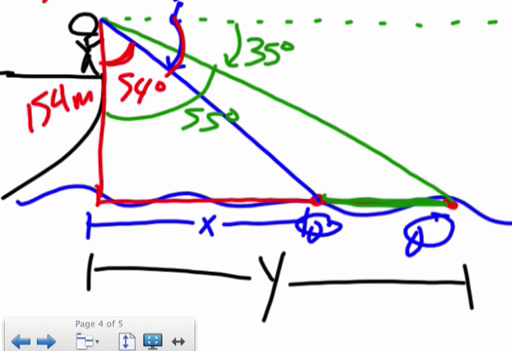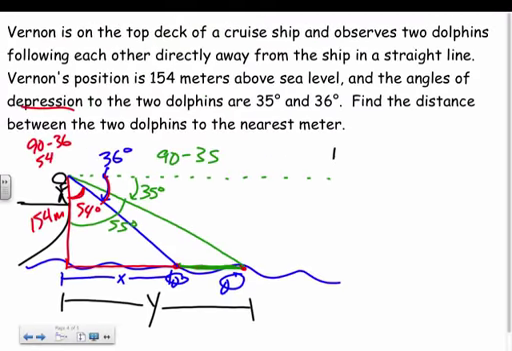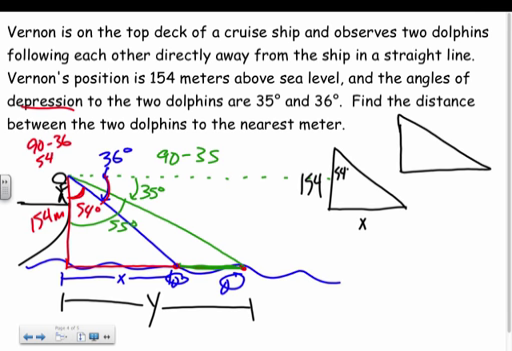between them. Okay, so some people might actually want to draw their triangles separately over here. It might just help be a little bit better to solve. So you're looking at a height of 154. My small triangle has 54 degrees in here, and we're looking for x. My other triangle, same height, 154. Now I got 55 degrees for an angle, and we're looking for y. And we're going to subtract those two in the end.